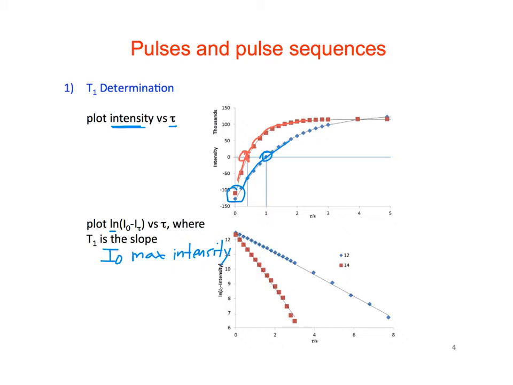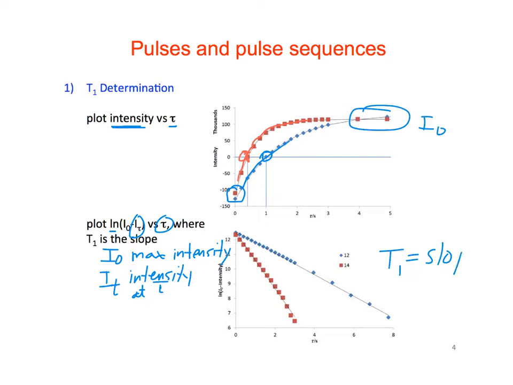Right, so that would be out here. And I sub t is the intensity at some time tau versus tau, so the difference in intensity versus some tau, and we get this slope like this, and T1 equals the slope of this line. Oh, I guess it said it over here.